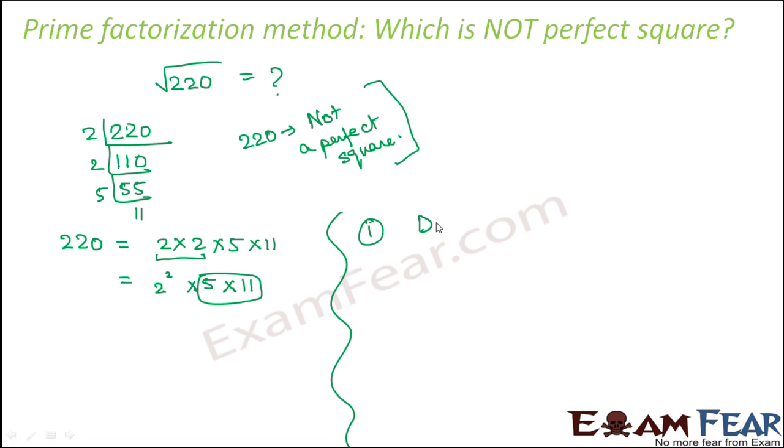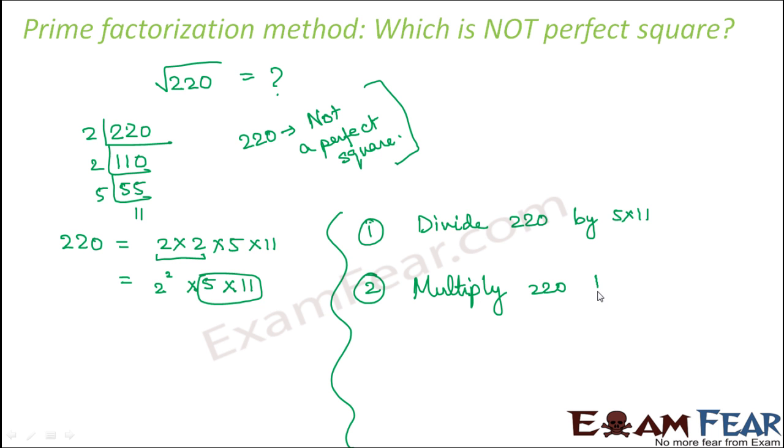Option 1 is divide 220 by 5 into 11. So if you divide 220 by 5 into 11, what will happen? This 5 into 11 will vanish and you will be left with 4, which is a perfect square. The second option is you multiply 220 by 5 into 11. In that case, what will happen?